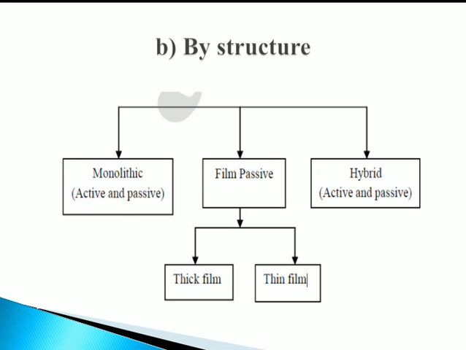In hybrid, first your active components are formed on the silicon wafer and the insulating layer, SiO2, will be covered. After that, your passive components will be formed by using film techniques. What are those film techniques? They can be silk screen printing techniques. Then the connections have to be made between your monolithic and film, which is done by a window cut in the SiO2 layer. So this is the classification with the help of your structure.